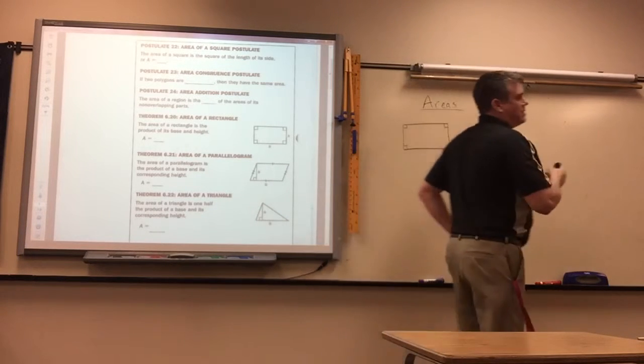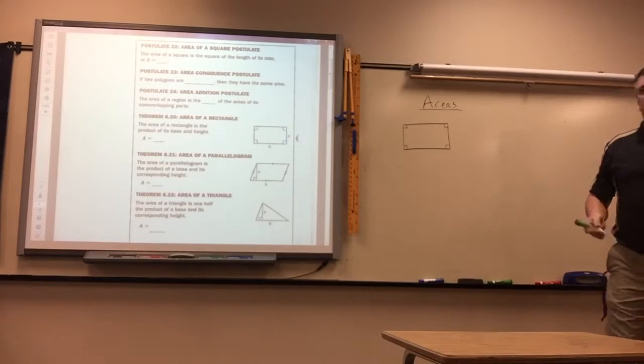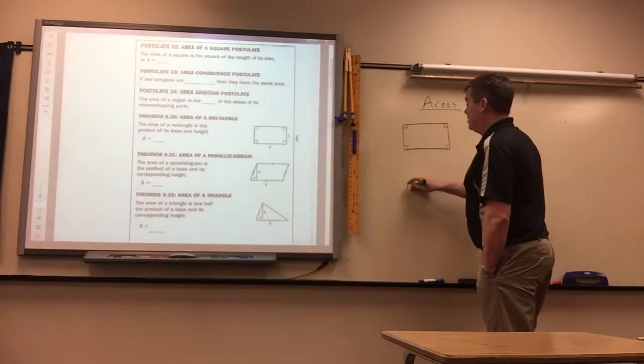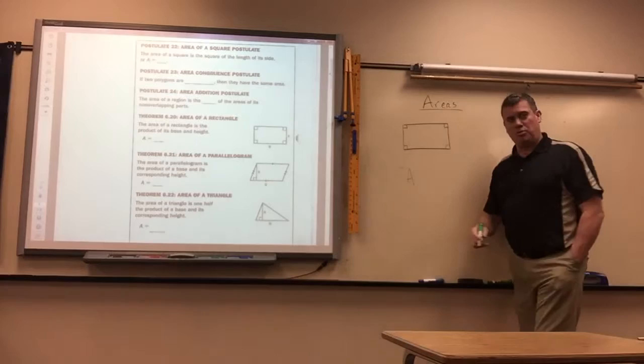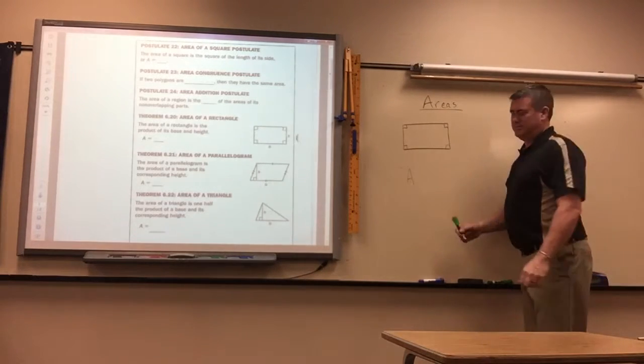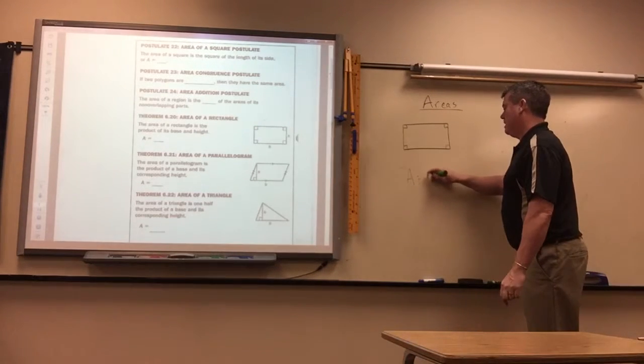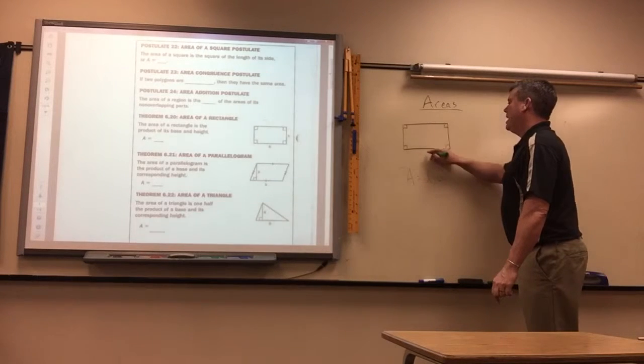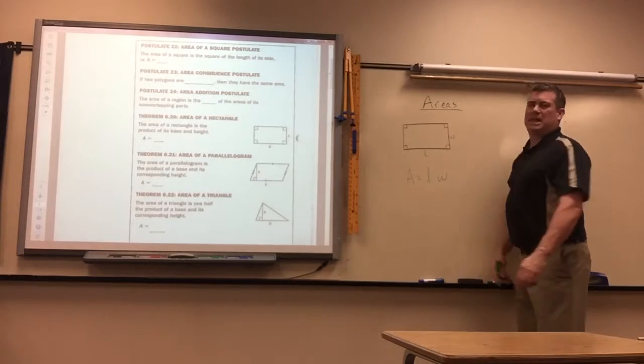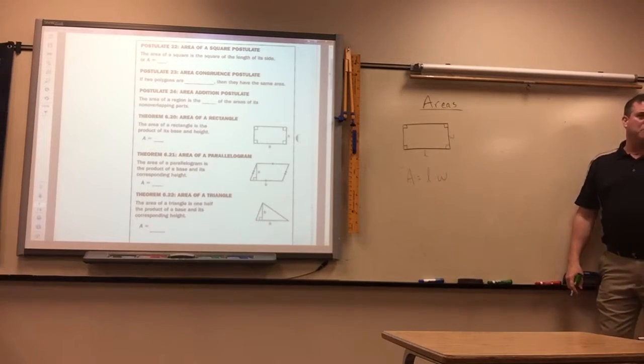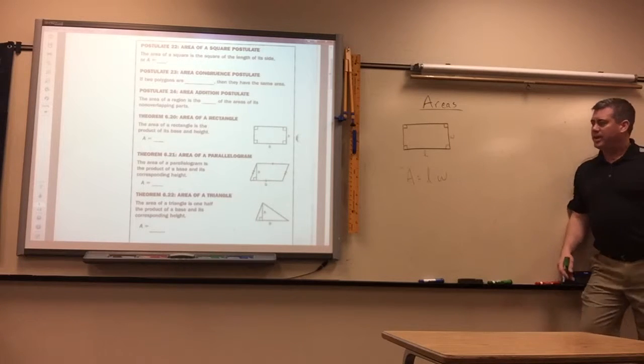Okay, with areas. Area of a rectangle is the easiest thing to probably remember. Hopefully everyone knows it. Side by side, right? Close. Length times width. It doesn't matter which is the length and which is the width. You just multiply the two sides.